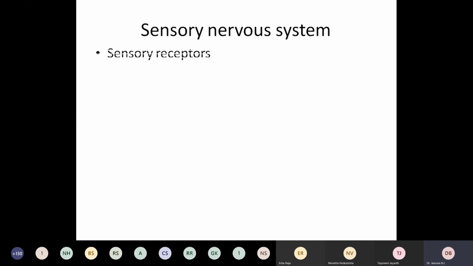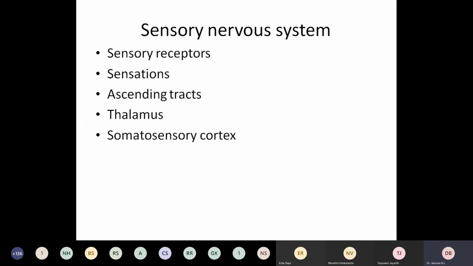What are the components of the sensory nervous system? The first component is the sensory receptor. Whatever changes happen in the environment are sensed by this receptor, and then the sensation is produced, like touch or pressure sensations. Those sensations, in the form of action potentials, are carried by the ascending tracts and reach the first sensory relay station, the thalamus. Finally, for perception, for conscious awareness, it should reach the highest center, the somatosensory cortex.